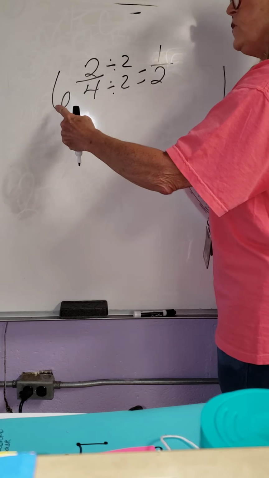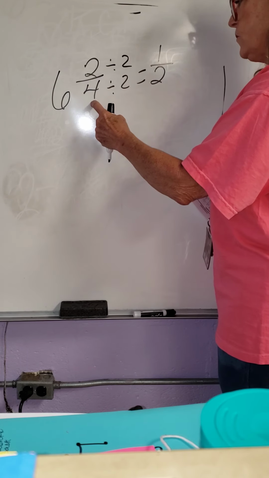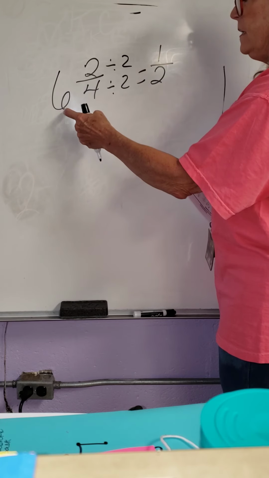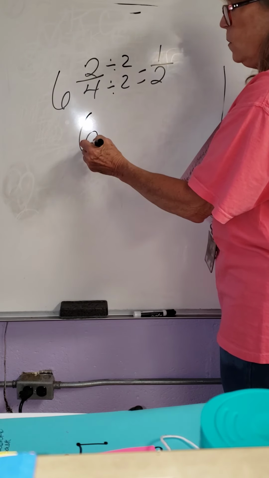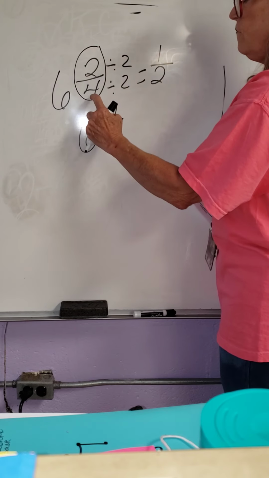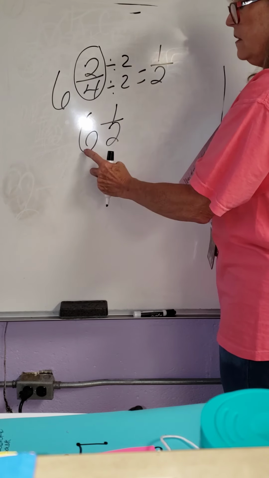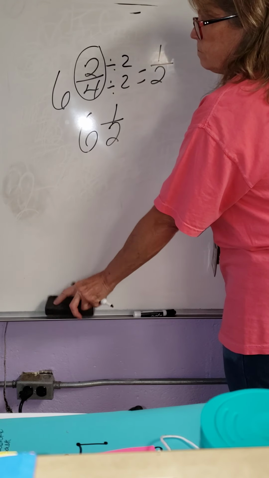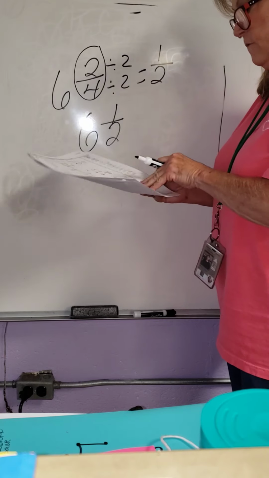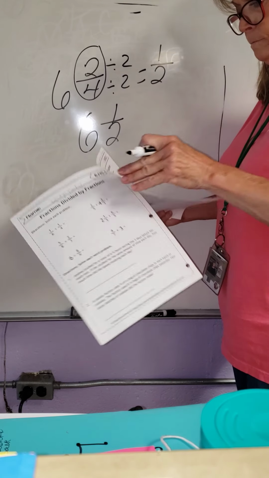Now, if you started with 6 and 2/4, you can't end up with just 0.50. What have I forgotten? You cannot forget that whole number, okay? All you did was reduce this part of the fraction to be 1/2. So don't forget your whole number. Everybody okay? Pause it if you need to pause it and write some of this down.